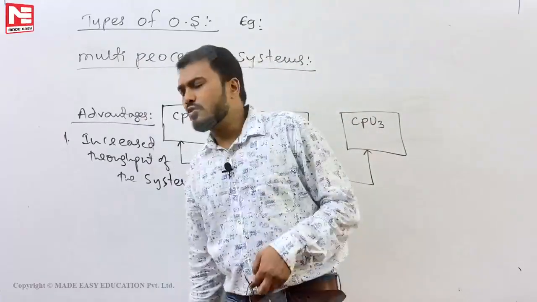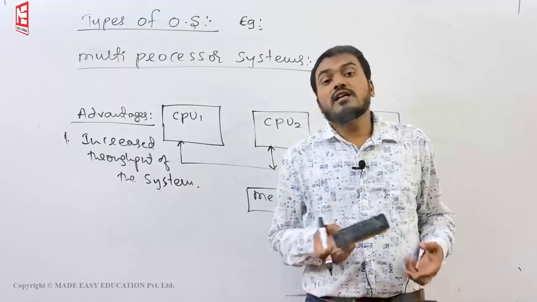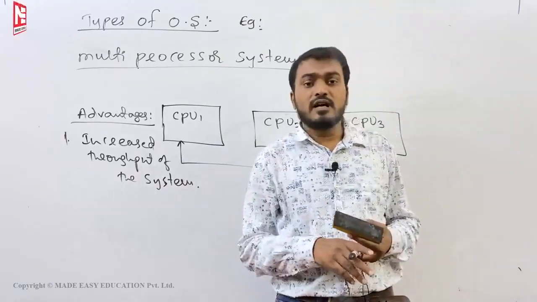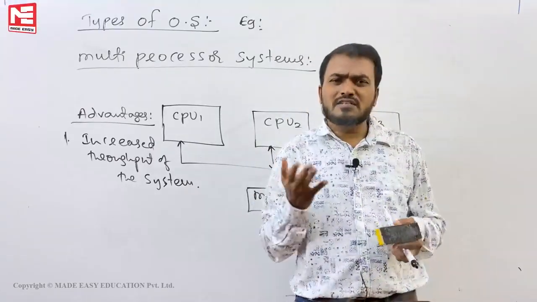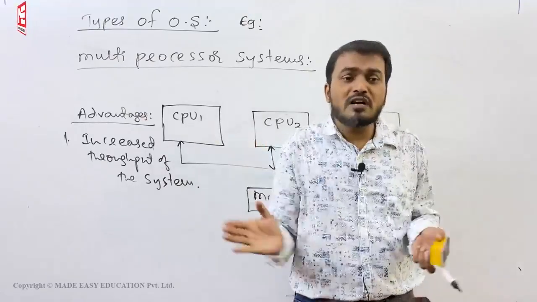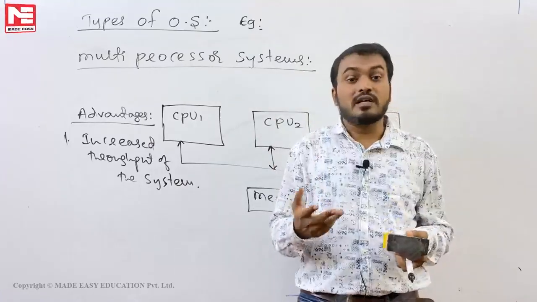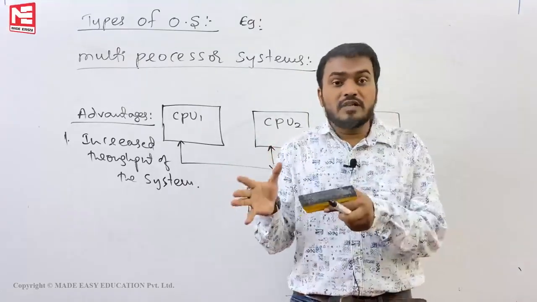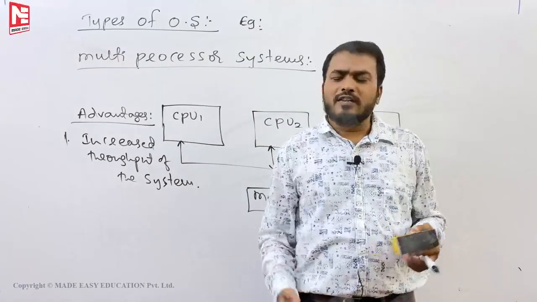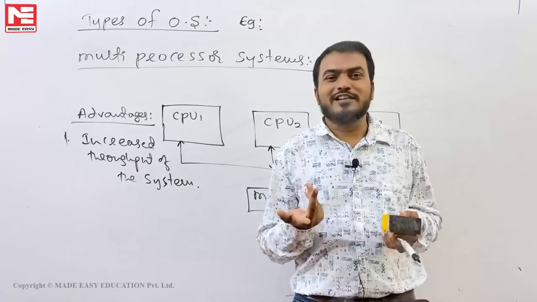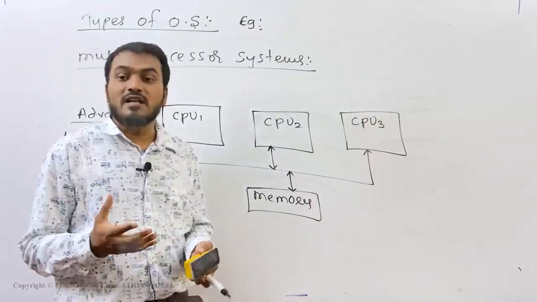That is the reason these multiprocessor systems are used in servers. For example, take State Bank of India. They have a very big database server, right? Lakhs and lakhs of transactions are happening every second, so they require high throughput. In a case like the State Bank of India database server, they use a multiprocessor system. Remember, for our requirement, a single processor is more than enough. This is for high level systems, maybe server systems.